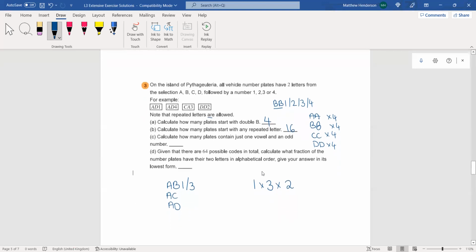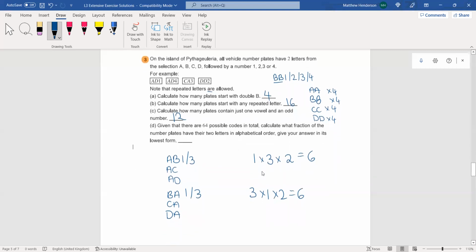Now, we must also consider that A could be our second letter, okay? So that would mean that we've got 3 choices for the first letter, which would be B, C, or D. Then we've got 1 choice for the second letter, which has to be A. And then we've got 2 choices for each of the numbers afterwards. For example, we could have BA1 or we could have BA3. So that gives us 6 combinations in total for each different order. So in total, we have 6 plus 6, which makes 12 different combinations.